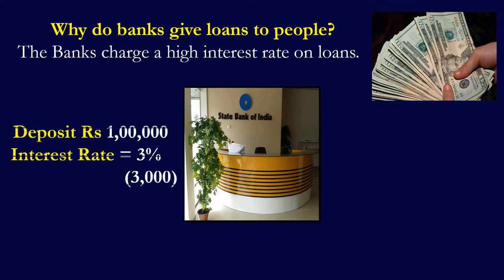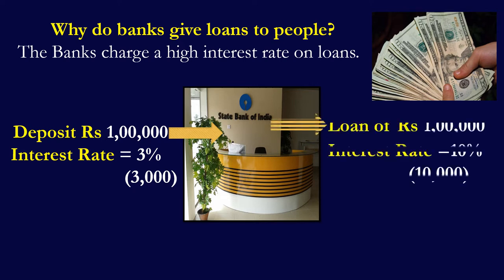For example, if a person deposits 1 lakh rupees in a bank, the bank will give only 2 to 3% per year interest on his deposit. But if he takes a loan of 1 lakh rupees, the bank will charge nearly 10 to 15% interest per year on the loan. That means if you take a loan of 1 lakh rupees, the bank will charge 10,000 rupees per year interest. You would have to pay 10,000 per year to the bank as the interest on 1 lakh rupees. But when you deposit 1 lakh rupees in the bank, it will pay only 3,000 rupees as interest on your amount. This difference between interest rates is the main source of income of the bank.